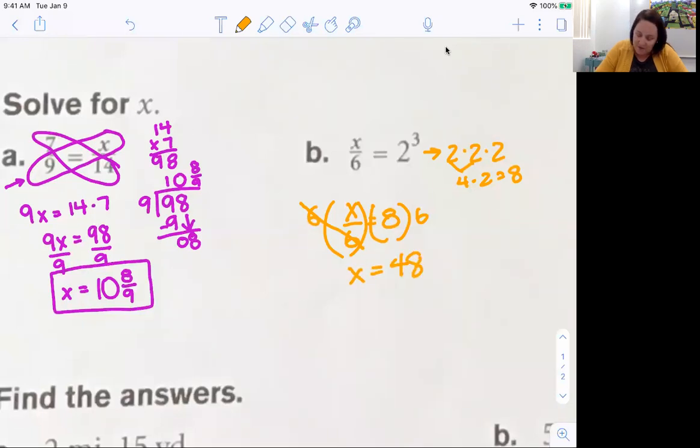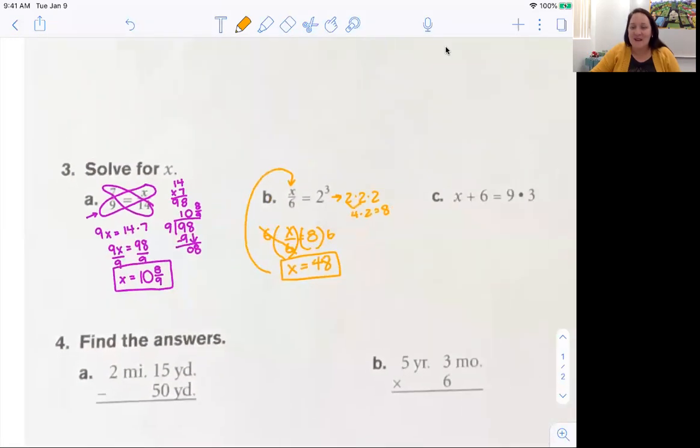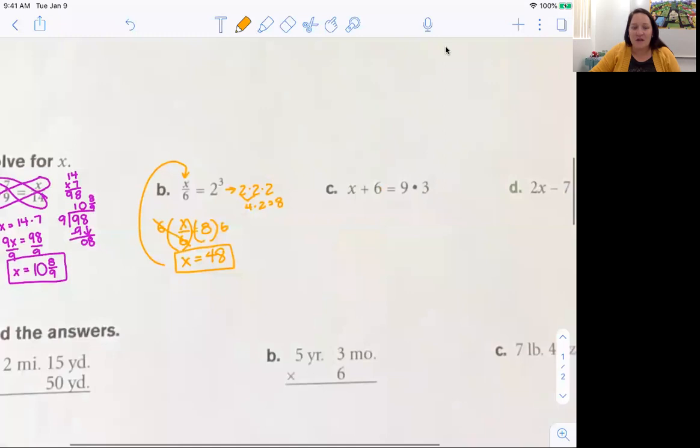48. Now, could I plug this one in and check? Let's mentally check it right here. 48 divided by 6 is 8. 2 cubed is also 8. 8 equals 8. Our answer is 48. We got this. Okay, so let's move on.